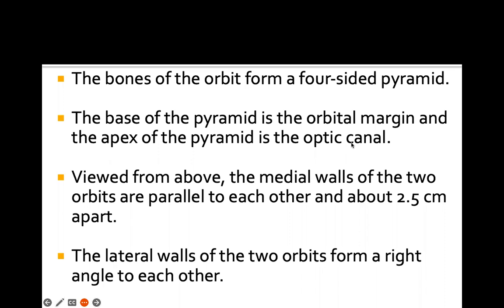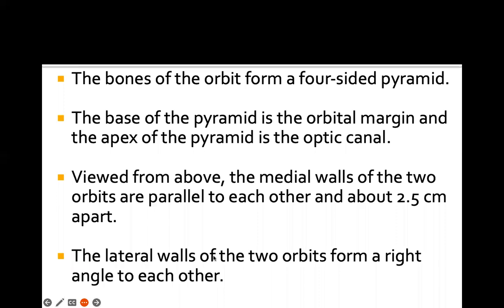Now let's navigate around this sentence. The base of the pyramid is the orbital margin, and the apex of the pyramid is the optic canal. Does that make sense at all? Base of the pyramid is the orbital margin, and then the apex is the optic canal. So you use a diagram to explain this. So note this sentence, okay? Viewed from above, the medial walls of the two orbits are parallel to each other and about 2.5 centimeters apart, okay?